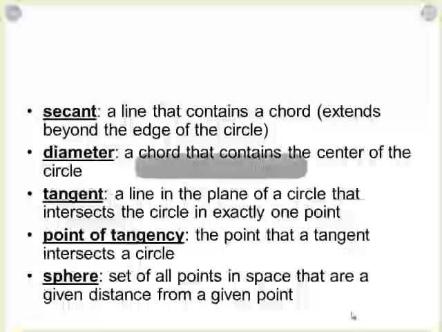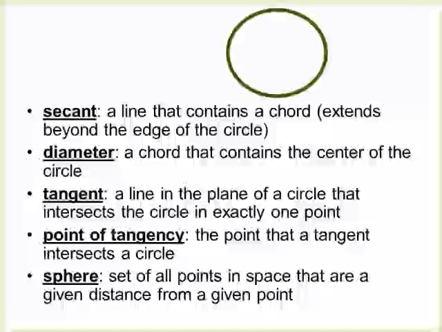A secant is a line, so we learned before that a line goes on forever. So it is a line that contains a chord. So a secant is a line that goes beyond the edge. It could go beyond the edge on both sides, or it could go beyond the edge on just one side, but it's like a chord that just keeps on going.